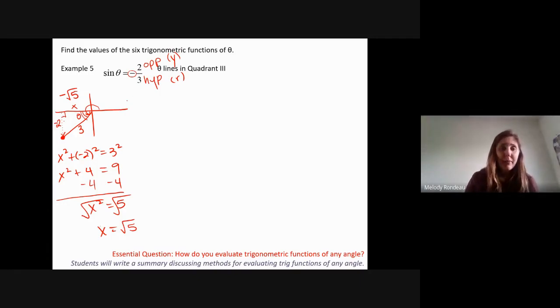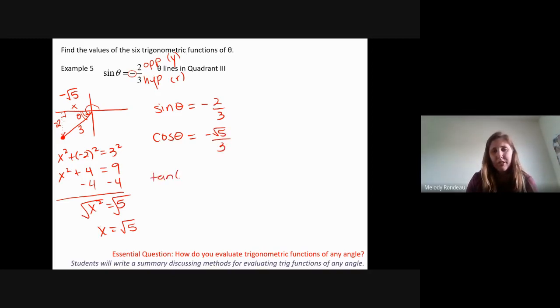Okay, now I have all my pieces, my x, my y, my r. We already were given sine, but like you saw yesterday, I just write it out anyways. Then cosine would be adjacent over hypotenuse. And tangent would be opposite over adjacent, or y over x. And this one, we're going to fix it up. First thing is negative divided by negative. That's going to give me a positive. And then as I rationalize it, I would get 2 root 5 over 5.